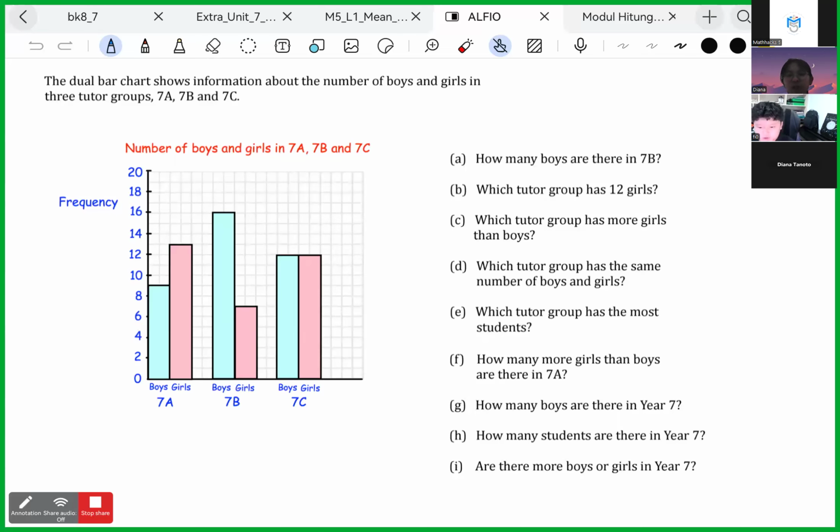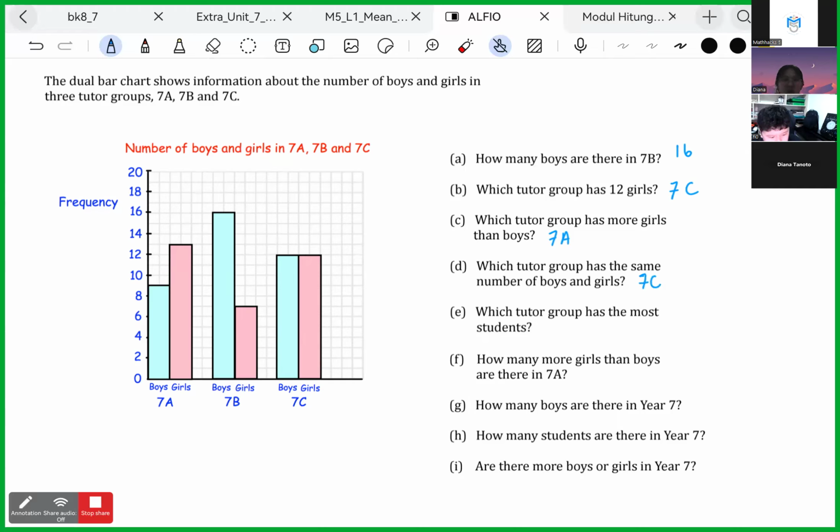How many boys are there in 7B? There are 16 boys. Which tutor has 12 girls? C. Which tutor has more girls than boys? A. Which tutor has the same number of boys and girls? C. Which tutor has the most students?